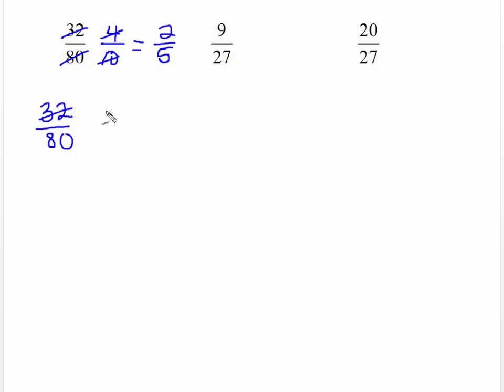So 2 goes into 32 16 times. 2 goes into 80 40 times. Or I can think of dividing both in half. 32 in half is 16, 80 in half is 40. But then I notice they are still both even numbers, so I can divide them both by 2 again. 2 is in common to both because they're even numbers. So 2 goes into 16 8 times.